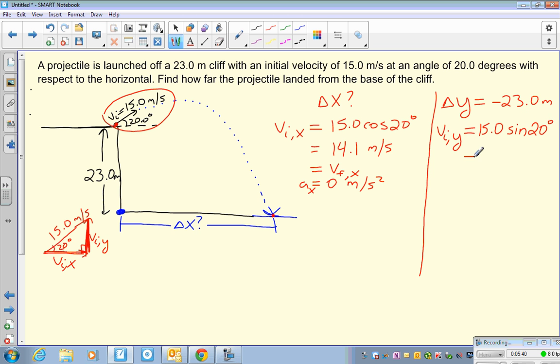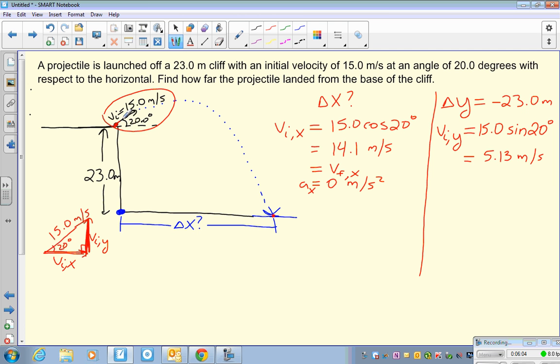So typing that into your calculator, 15, and I did it again, leaving out that 0.0, but 15 sine of 20 is 5.13030215. 3 sig figs would give us 5.13 meters per second.